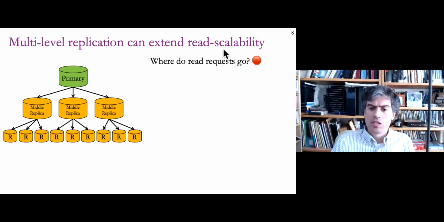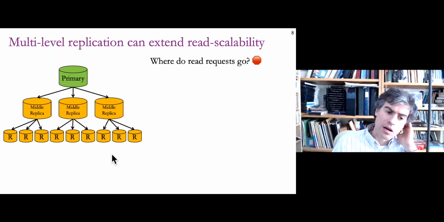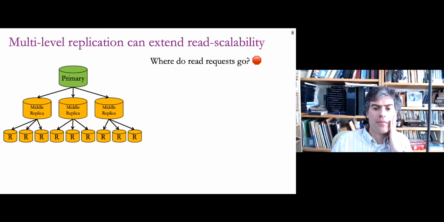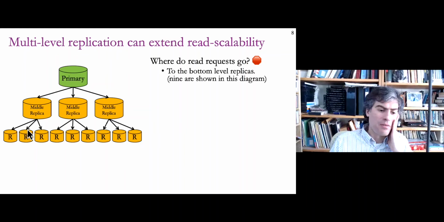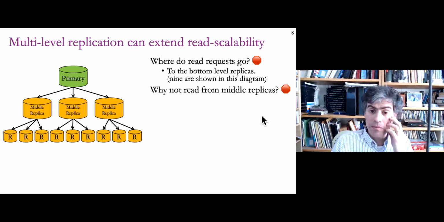But to understand this, I want you to stop and think about where the read requests would go with this kind of database replication scheme. If your application needs to read data, who should it send those reads to? Well, it should go to the bottom level of this scheme, right? There are 9 of them. So there are 9 read replicas that have a full copy of the data, and they can handle any read request. Because whenever data is updated, it's propagated downward until it reaches these leaves in the hierarchy.